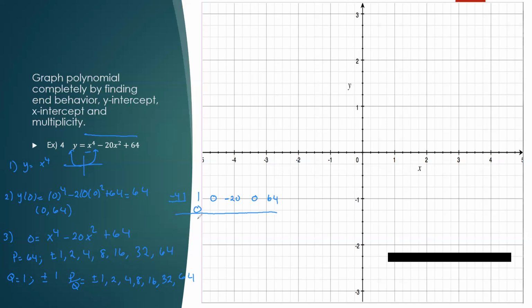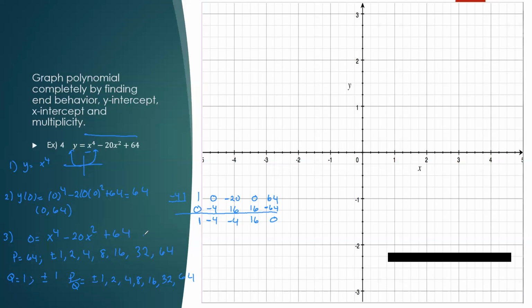So 1 plus 0 is 1. 1 times -4 is -4. 0 plus -4 is -4. -4 times -4 is +16. -20 plus 16 is -4. -4 times -4 is +16. 0 plus 16 is 16. 16 times -4 is -64. This gives you a remainder of 0, so that means it works.